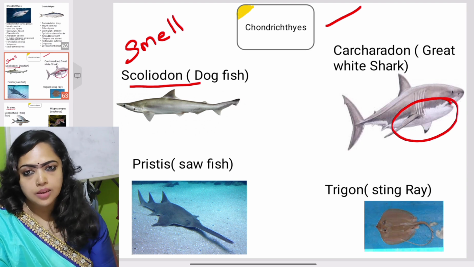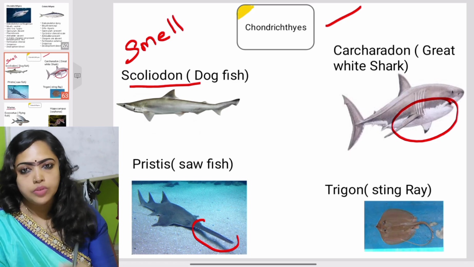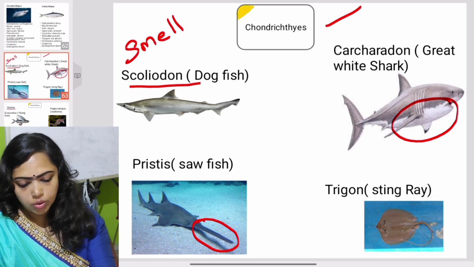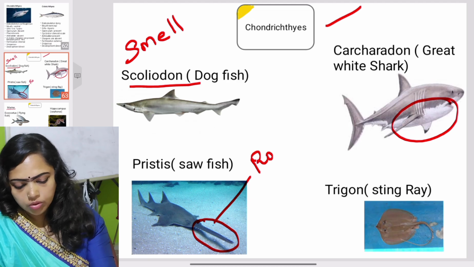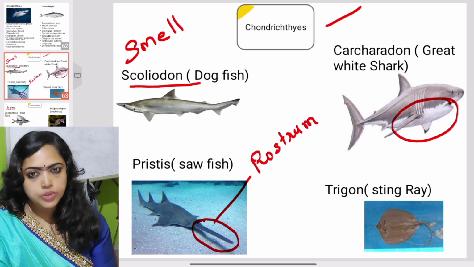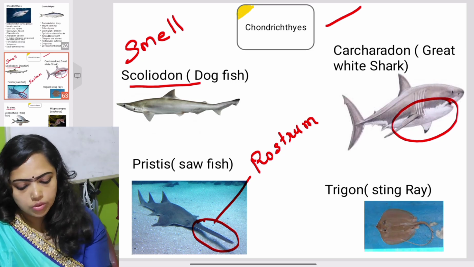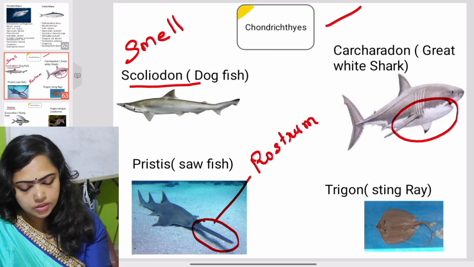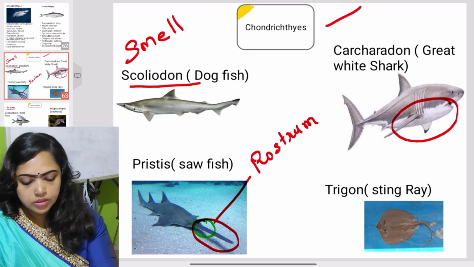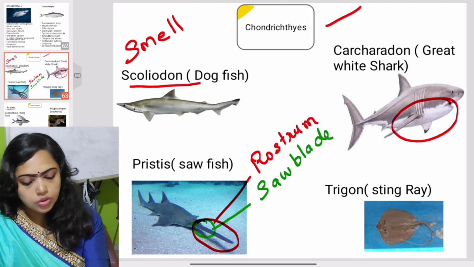And then the third example is pristis or sawfish. See, this is the long and flat snout of the animal, and this is called as rostrum. So, long and flat snout of this fish is called as what? Rostrum. And this carry teeth-like projections. So, these are the teeth-like projections, and this is like what? A saw blade. That is why pristis is called as sawfish.